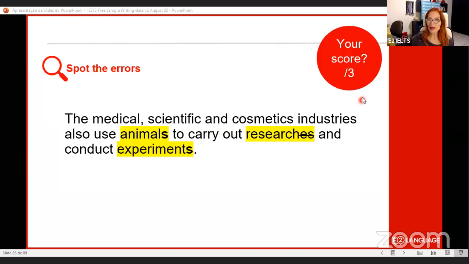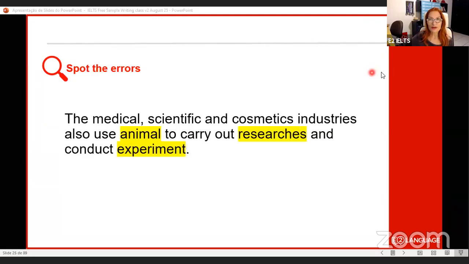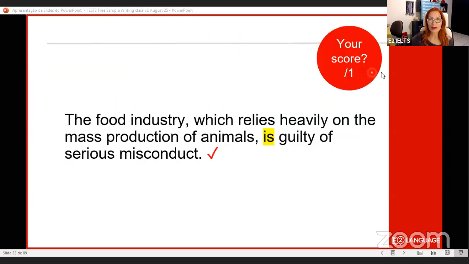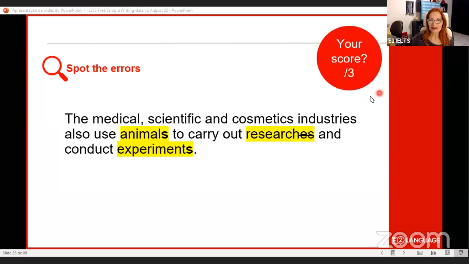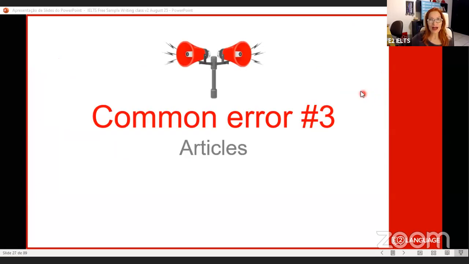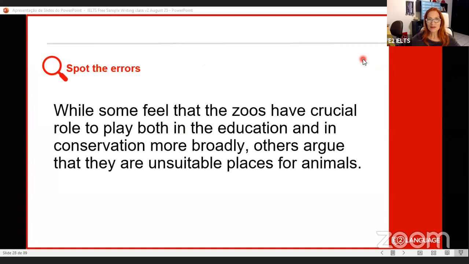So if you got this right, 3 points. In the previous one, if you remember well, we had 1 point. Now we have 3 points for this one because there are 3 mistakes. So that means 4. How many did you get out of 4 up to now? Articles. This is a killer. So let's see. Can you identify the mistakes here?